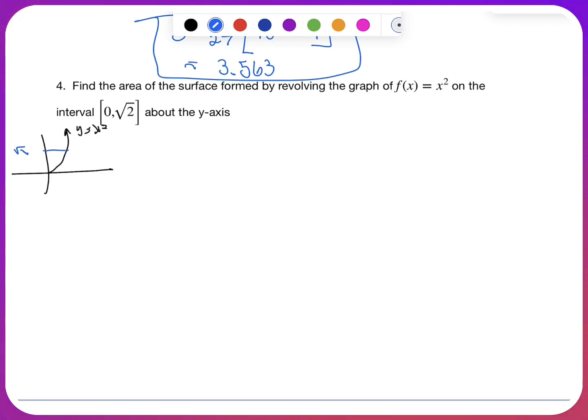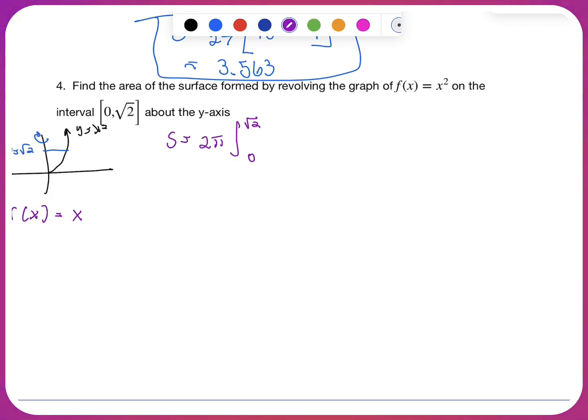Okay, and here, when x is square root of 2, we have a y value of 2. So this is going to be that point here. Not doing a very good job drawing this. So that should have been labeled the point square root of 2 comma 2. And so we're going to revolve this around the y-axis. So what we need to do is figure out the distance our graph is from the y-axis, which is just a distance of x, whatever our x value is for our graph there.